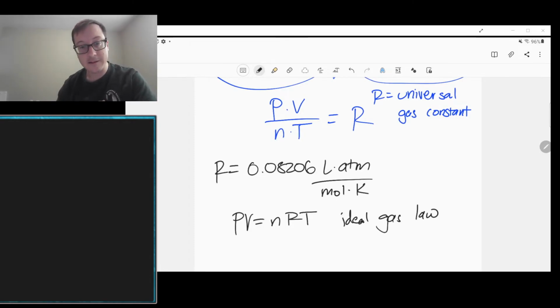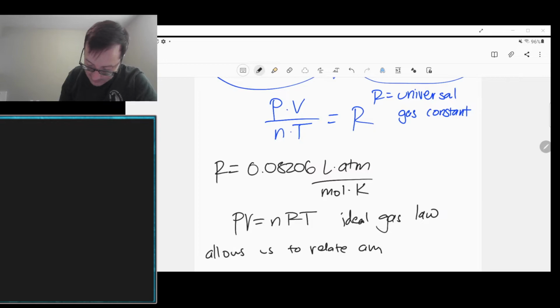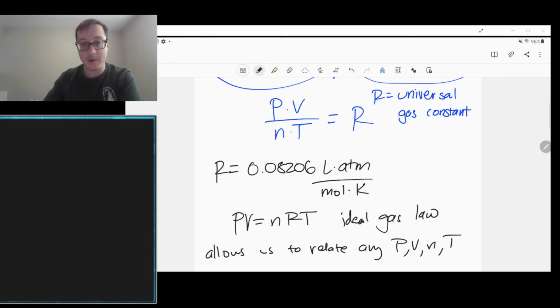And so it's something that we're going to be using extensively in this chapter. It allows us to relate any quantities to each other to figure out the other one. So that's an extremely powerful equation. If we know pressure, volume, and temperature, we can figure out the moles. If we know the volume, the moles, and the pressure, we can figure out the temperature. If you know three, you can figure out the fourth by using this. And so it allows us very easily to calculate important things.